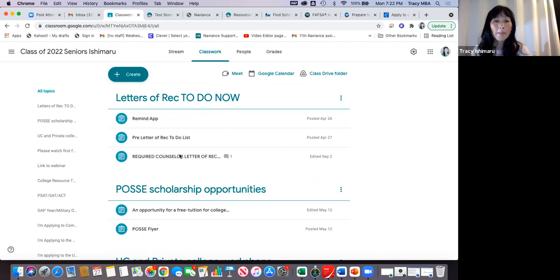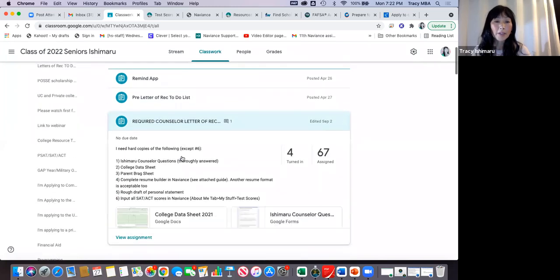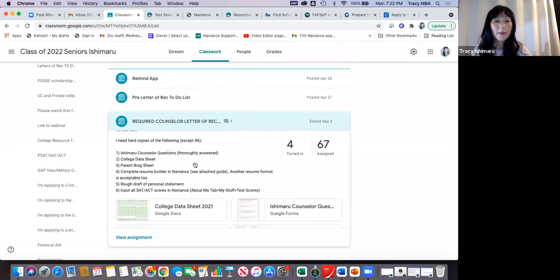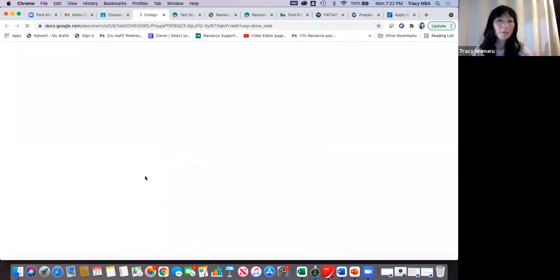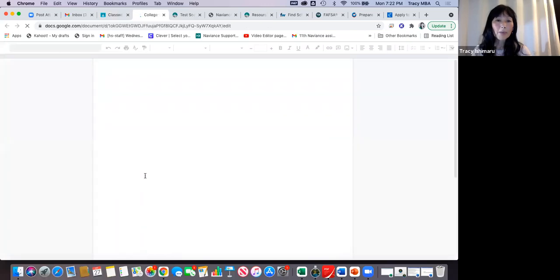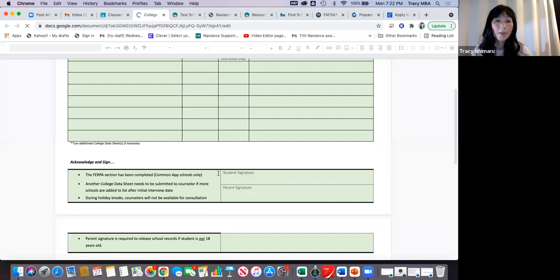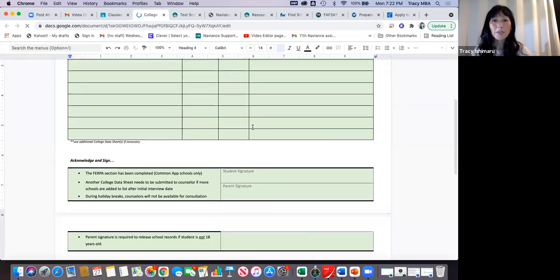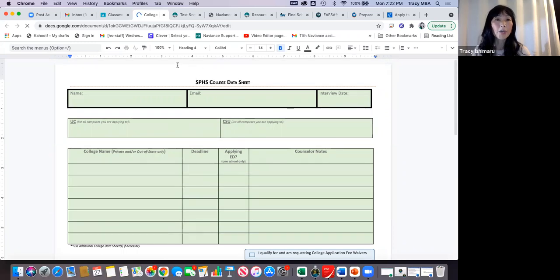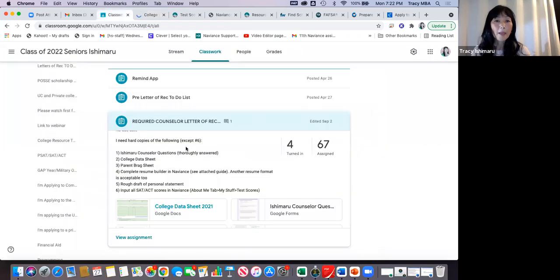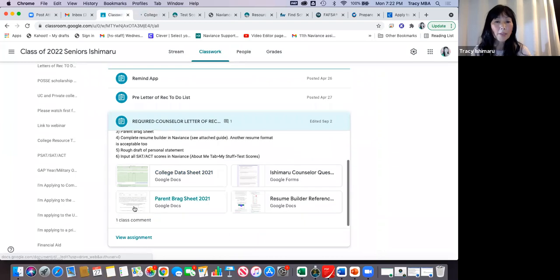So I'm requiring my students to submit different pieces of work here. They are doing their counselor questions, a college data sheet. That's where they actually will put in their colleges. As a parent, we would like you to sign it also. Down here, the signature allows us to transmit the transcripts and any other documents we need to do. Another one we talk about is the parent brag sheet.